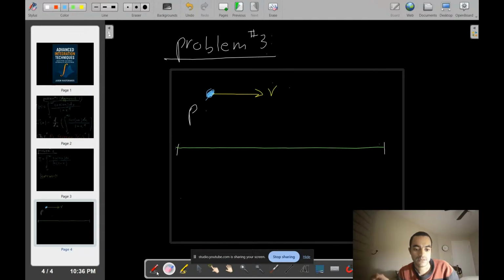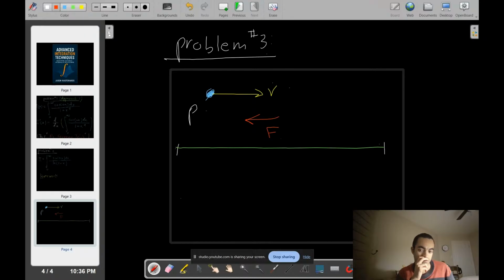I'm going to call this F. Okay, so let's call this force F. Here's F. So it's resisting. Now, we know that, let me think here.